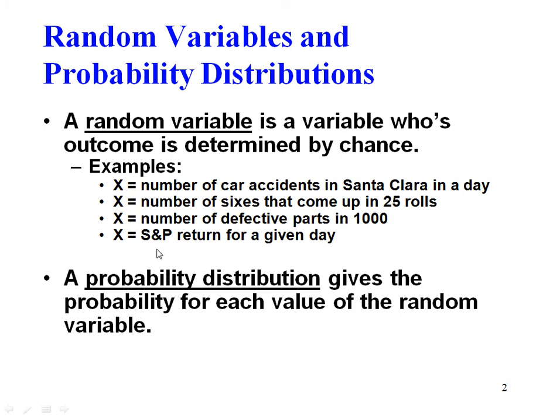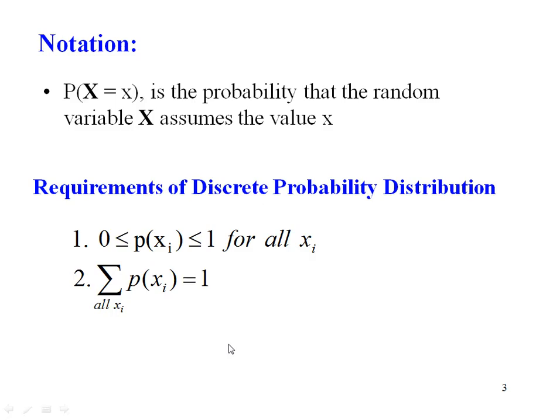And then a probability distribution just gives the probability for each possible value of the random variable, and we'll see examples of that. Now the notation is the probability that the random variable takes on a specific value. X is just equal to this. All probabilities are between 0 and 1, and the summation of all probabilities has to equal 1, i.e., something must happen.